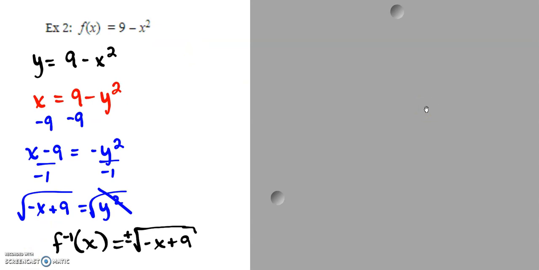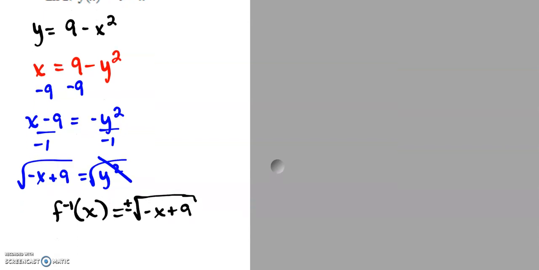All right, folks, welcome back. So hopefully you got to this point at the bottom where you found that the inverse was, at the very least, that you wrote square root of negative x plus 9.